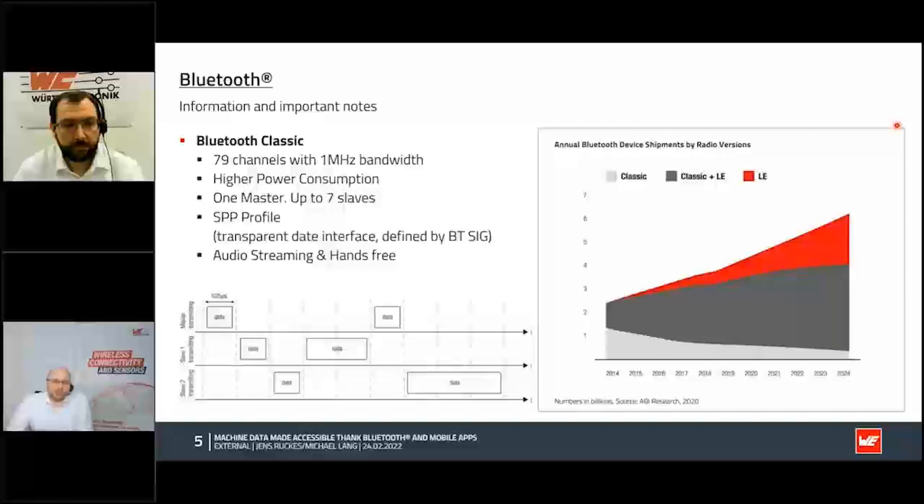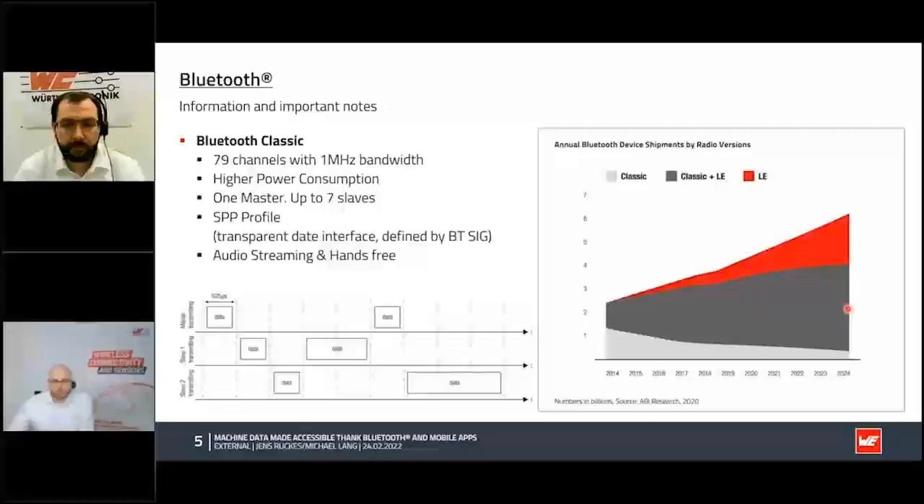Very important for industrial usage is the serial port profile. It is defined by Bluetooth itself and provides the possibility for serial communication, so to say a cable replacement, very easily with Bluetooth Classic. It was the first standard in Bluetooth and is really still used today. But in the graph on the right side, you see it is decreasing, and Low Energy is increasing and takes the part from Bluetooth Classic.